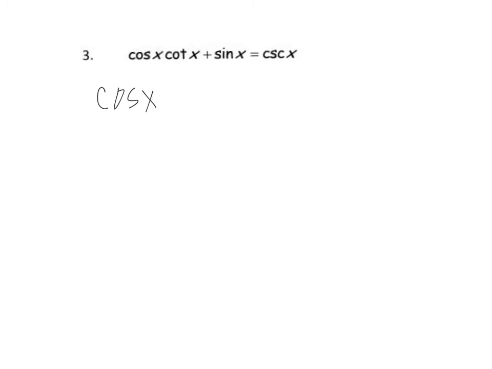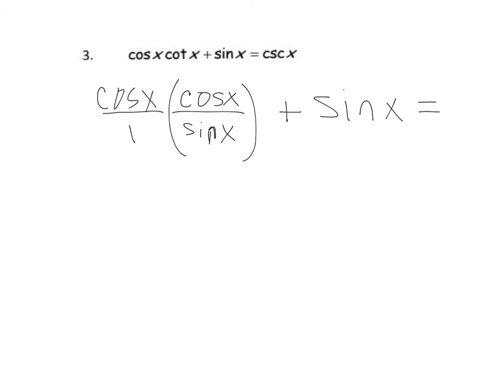So if I have cosine x, and I know these are going to be fractions because I have a cotangent there, I'm going to turn cotangent into cosine over sine. I was right the first time as I was writing. There we go. So cotangent is cosine over sine plus sine x.